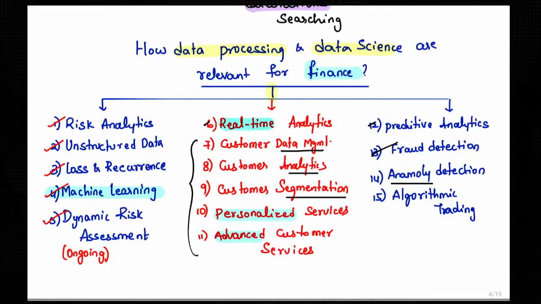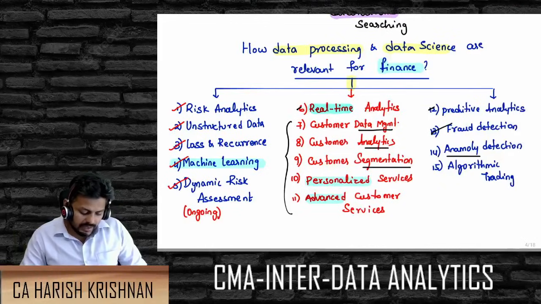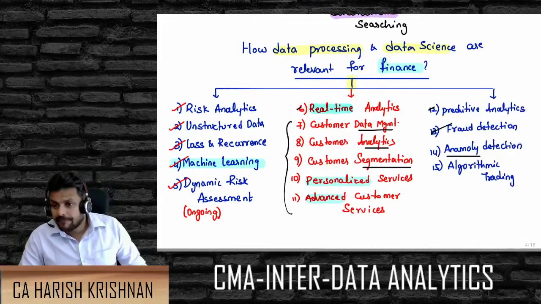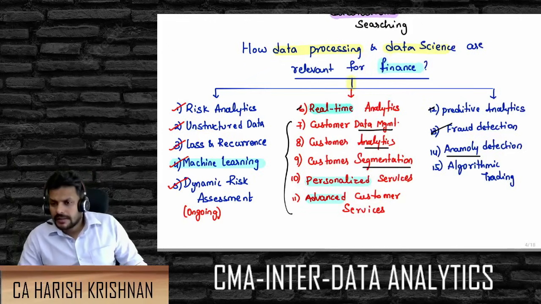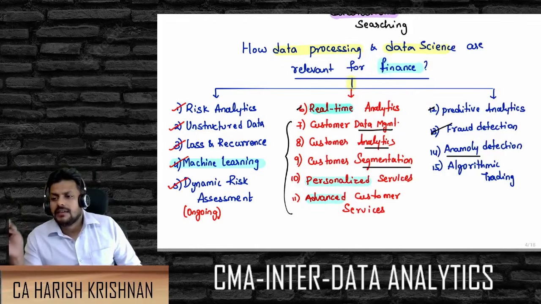Take a look at how data processing and data science are relevant to finance. Okay, so that sums up the discussion over there, and we will come back to the next one, which is a very, very important question. This piece of discussion that I'm going to have about the next three topics deals with three clear aspects. What are those? Let us see that.